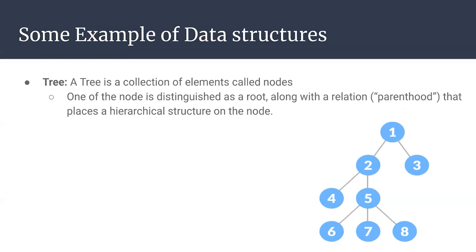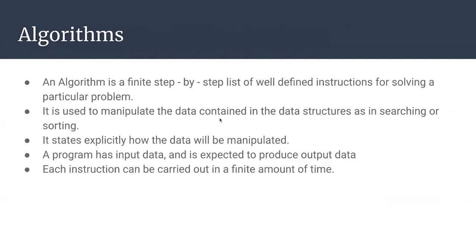So these are the data structures that we have. So we can go ahead with algorithms now. So basically, what are algorithms? An algorithm is a finite step-by-step list of well-defined instructions for solving a particular problem.